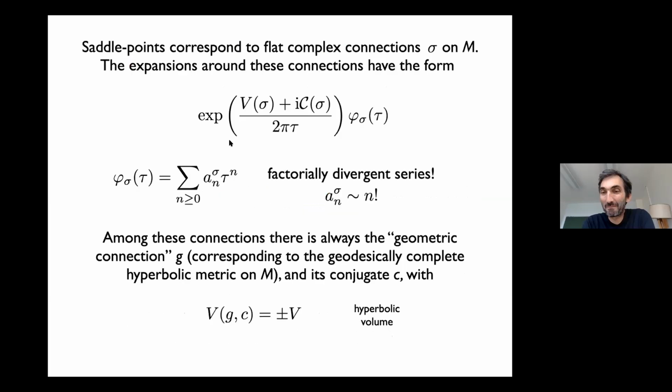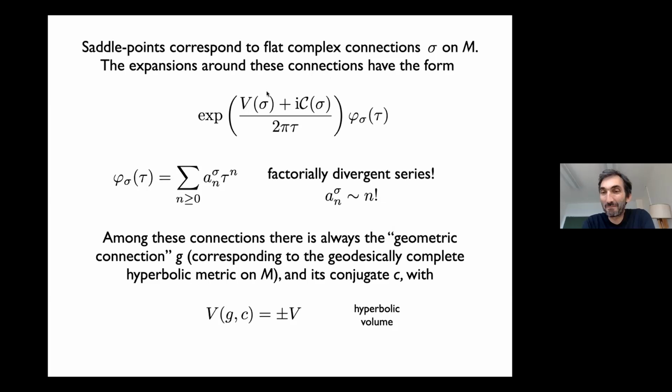In order to do the resurgent analysis of the state integral, you can follow the standard saddle point analysis of a finite dimensional integral. You look at saddle points and do the perturbative expansion around these saddle points. Since this state integral is related to complex Chern-Simons theory, the saddle points of the state integral correspond to flat complex connections on this 3-manifold M. I'm going to denote these complex connections by sigma. The expansion of this state integral around these connections has the following form. It has an exponential, which is inversely proportional to tau. This is the standard classical action over h bar story, so this is the classical part.